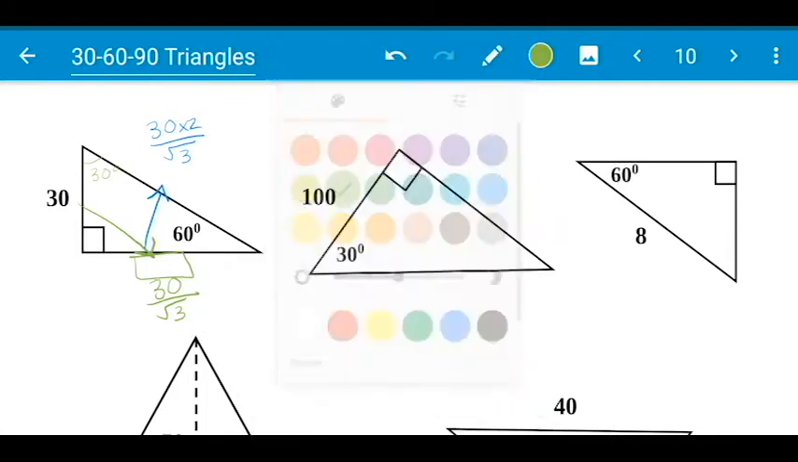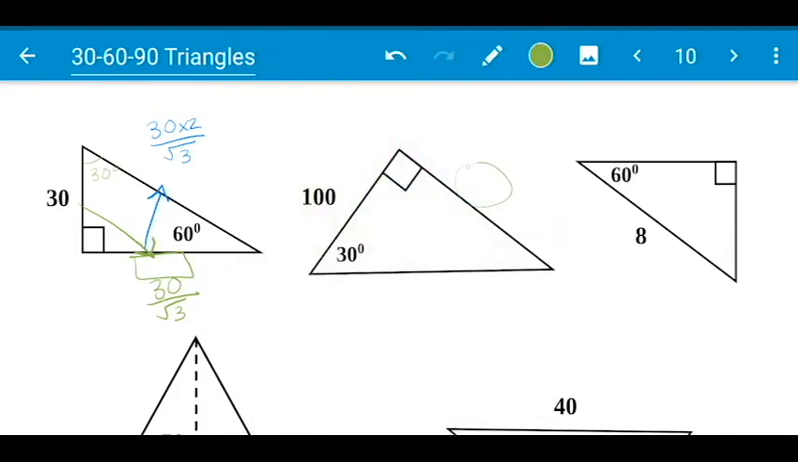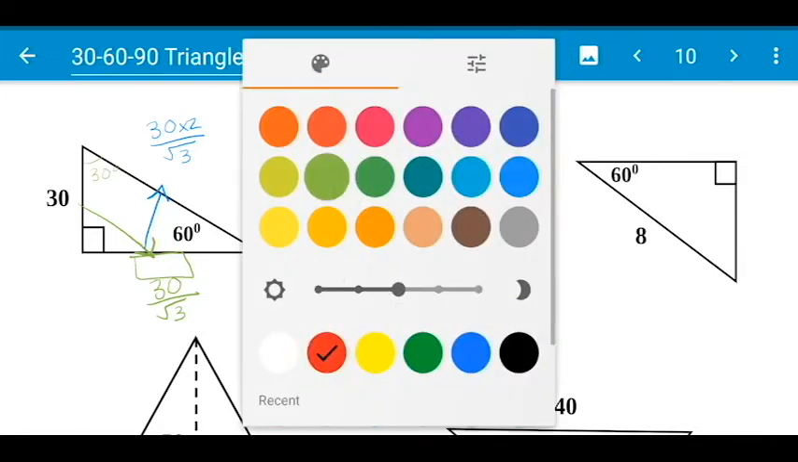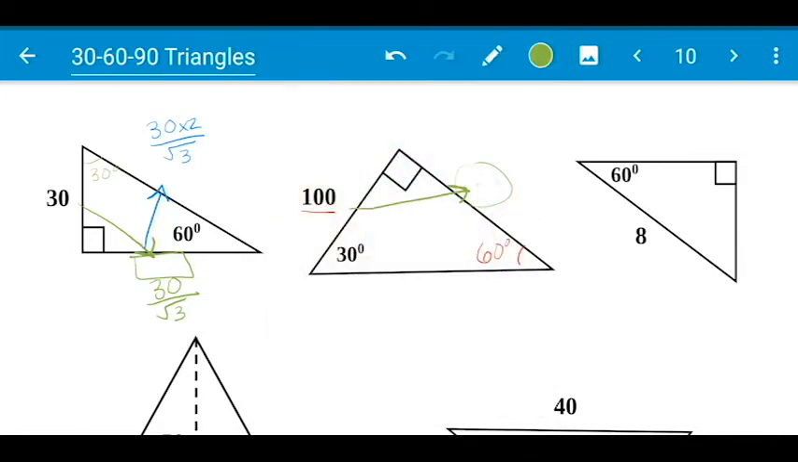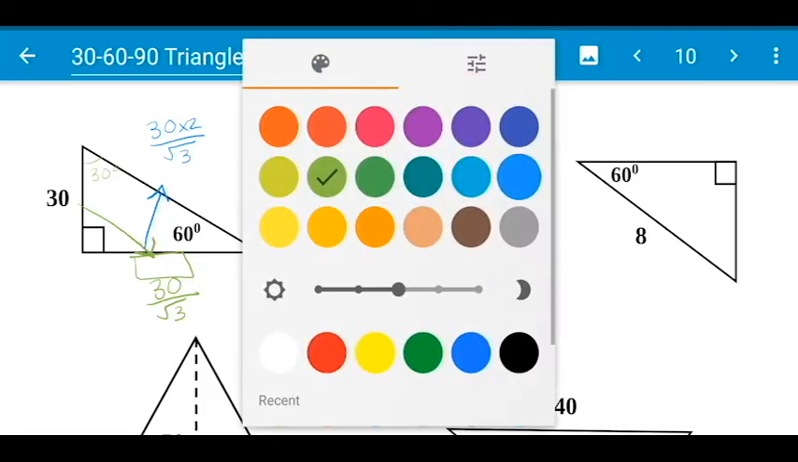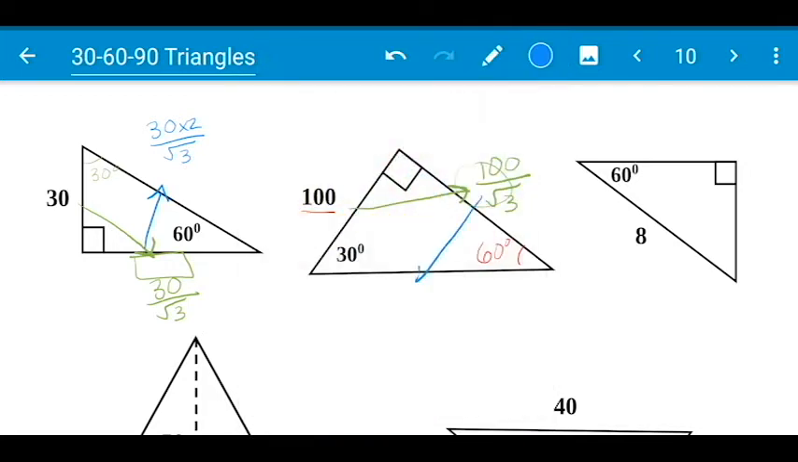Now we're going to do the same thing with this one. Where's our smallest side? Well, this is our smallest side, but we don't know it. This one right over here is our long leg, so it's 60 degrees. 100, if we go from our long leg and we're trying to get back to our small leg, we're going to do 100 divided by the square root of 3. And then to get from the short leg to our hypotenuse, we're just going to do 100 times 2 divided by the square root of 3. We're multiplying by 2 to get across there.